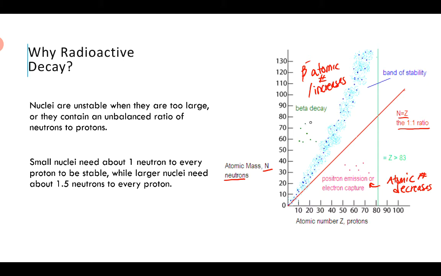And so if you're outside of that stable region, then you're going to try to move closer to that stable region. Elements over here are going to try to move that way by increasing their atomic number. And elements that would be here are going to try to move that way closer to the band to decrease their atomic number.